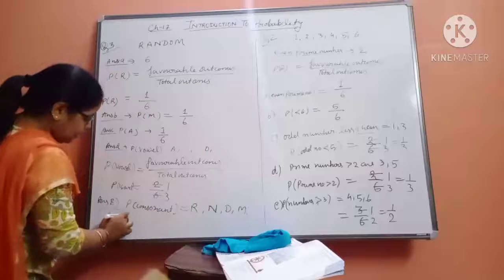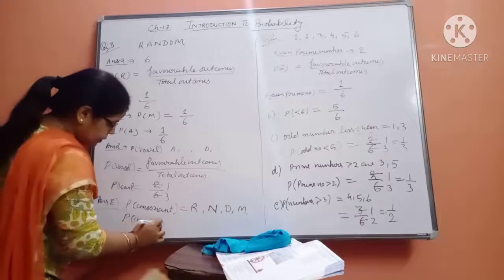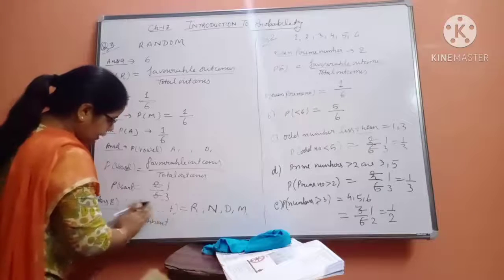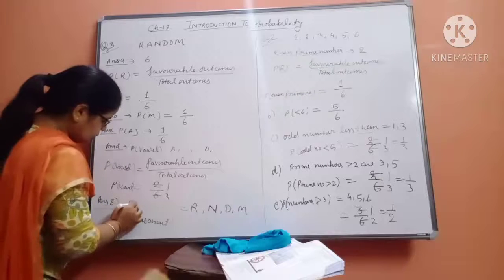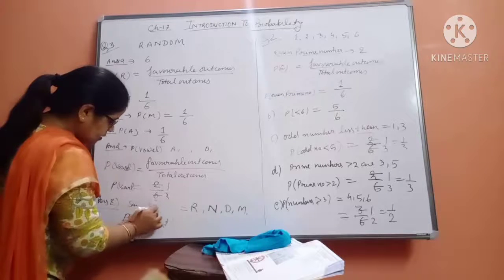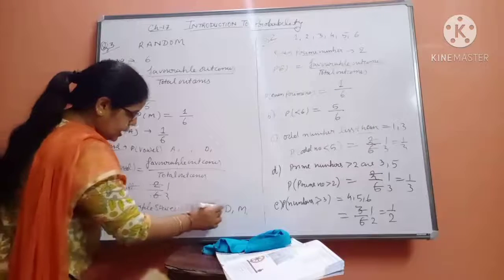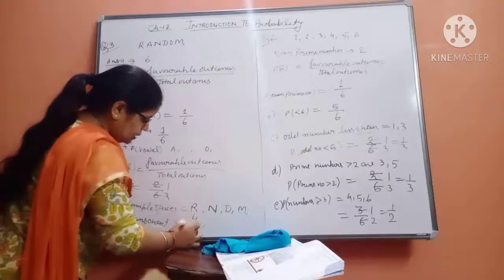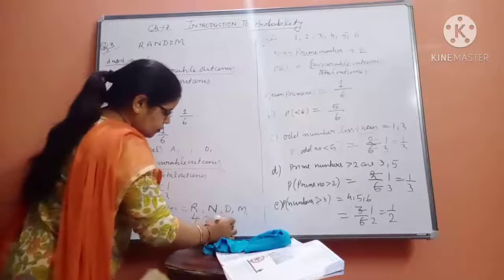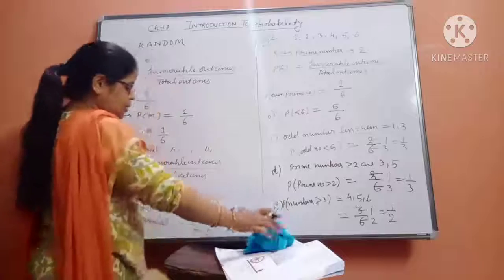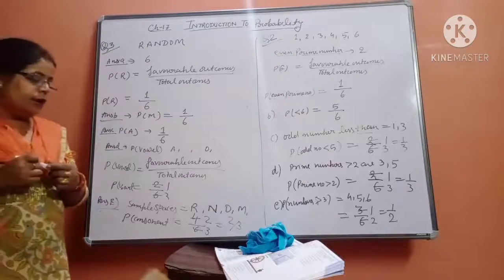So probability of consonant is equal to, it will be the sample space or the favorable outcomes. Consonants will be how many? 4 upon total chances of 6. 2 2s are 4, 2 3s are 6. So the probability will be 2 upon 3. Okay. So in this way till question number 3 we have completed.